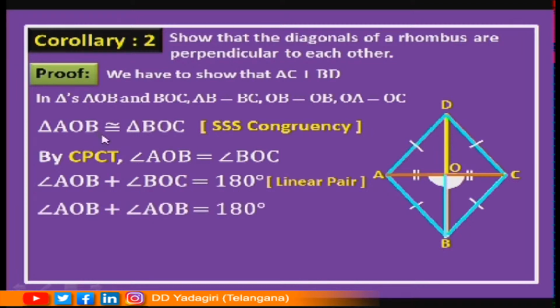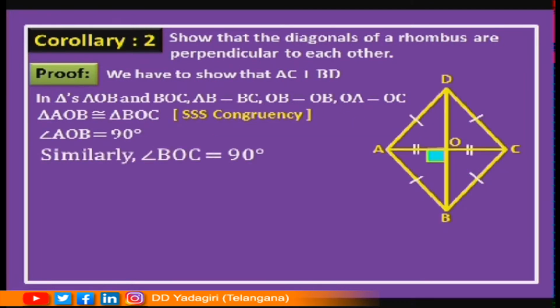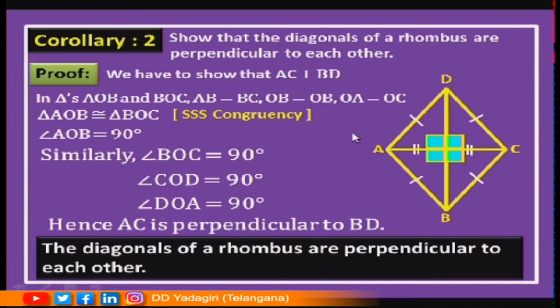But children, we have seen AOB and BOC are both the same. So, in place of BOC, I am writing AOB. So 2 times AOB is 180 degrees, and angle AOB is equal to 90 degrees. So we got one of the angles as 90 degrees, but already we have seen AOB and BOC are the same, so BOC is also equal to 90. Similarly, you can prove COD is 90 degrees and even DOA is 90 degrees. That means AC is perpendicular to BD because they intersect at right angles. So now we have proved that the diagonals of a rhombus are perpendicular to each other.